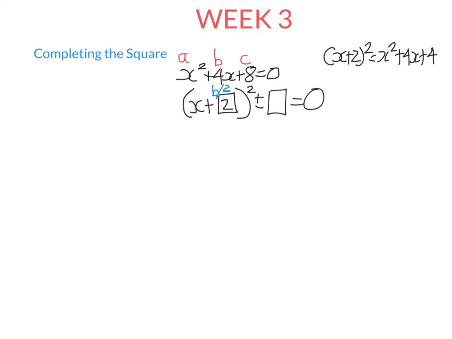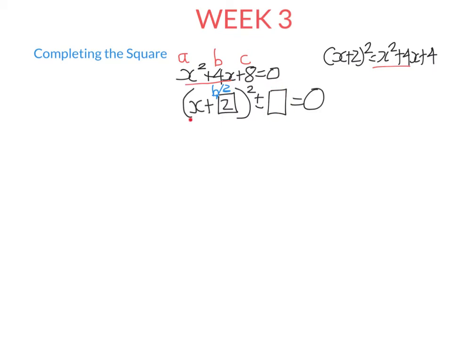If I put B over 2, in this case 2, when I expand it, what you can see is the first two terms here are the same as the first two terms in the original equation. But the constant term doesn't always match up. So you can see here it's different than in my original equation. And that's why we need to have this box here.